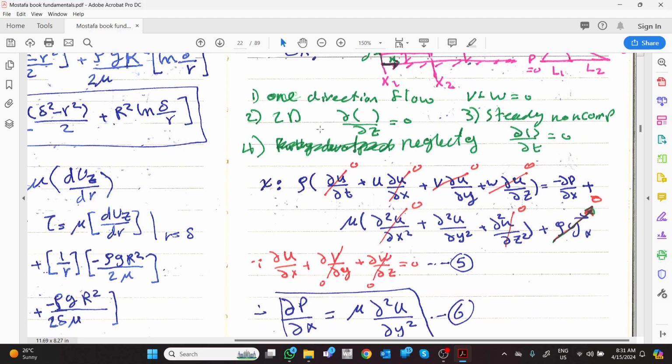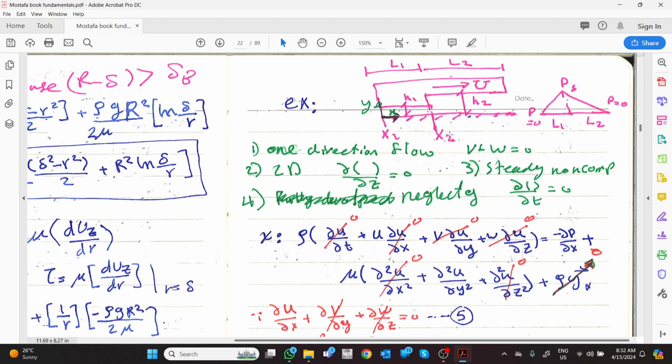Yes, we know it is one direction because 2D fully developed, and we will assume it is fully developed because it is a bearing. We said it is a bearing, so assume that the gravity effect is zero. Assume the gravity effect is zero.